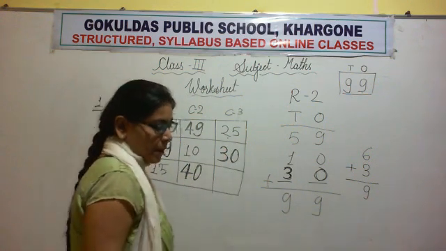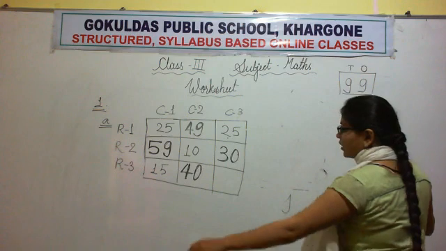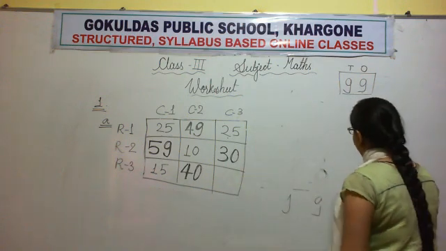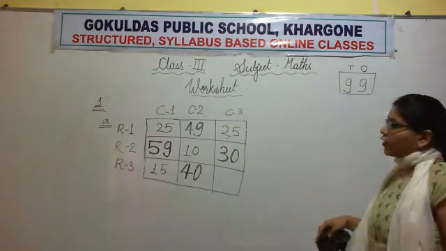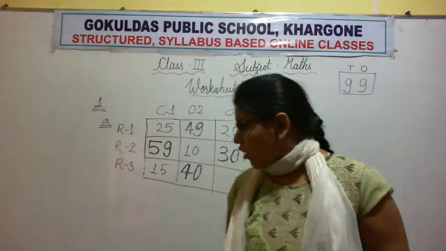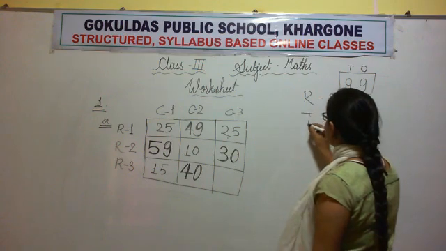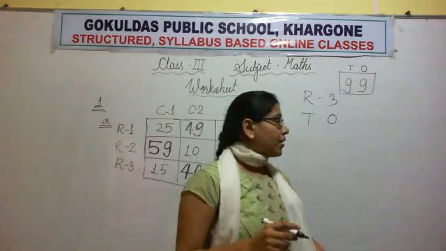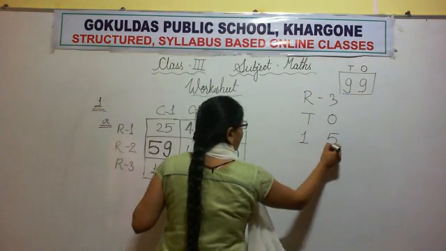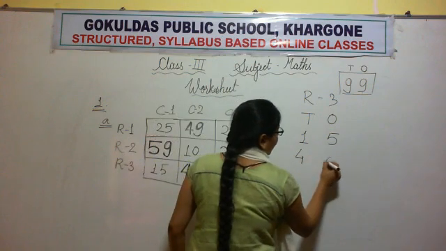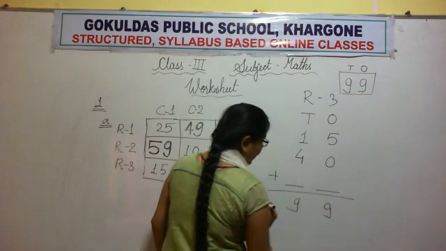Okay. Now the last one. Either we can solve row 3 or column 3. We can take any one now. We can take row also and we can take column also. So let's take row 3. Tens and ones. This is the common part of all the addition questions. First number is 15. Second number is 40. And the third number we have to find and sum is 99.